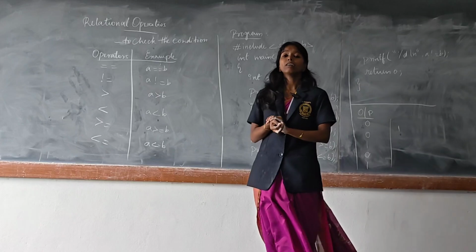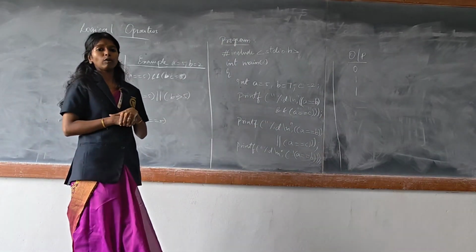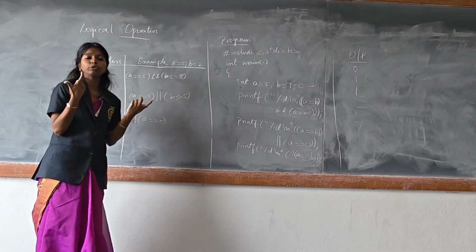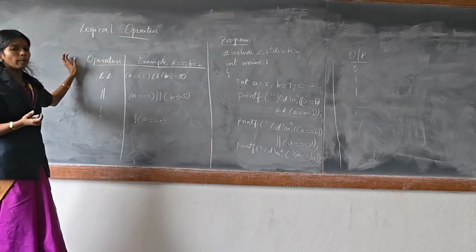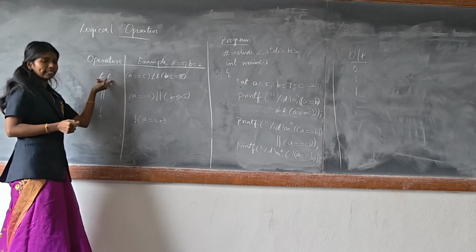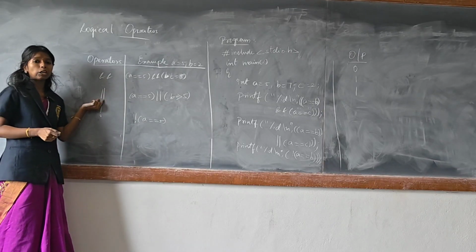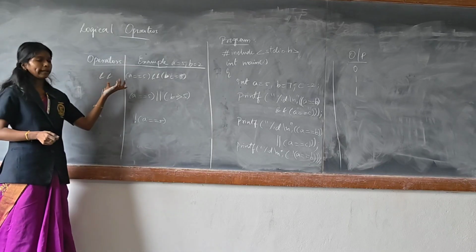So this is the concept of relational operators. Now we are going to see logical operators. A logical operator is used to combine the result of two or more conditions. In this we have three operators: the logical AND operator, the logical OR operator, and the logical NOT operator.